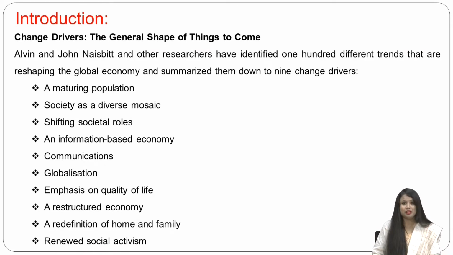Now, the ninth one, a redefinition of home and family. So, paid outsiders will handle traditional family chores. A diverse collection of households like single person homes, childless couples, unmarried couples, then single parents, dual income families may emerge, and thanks to modern information technology, more people will be able to shop, bank and work in their own homes.